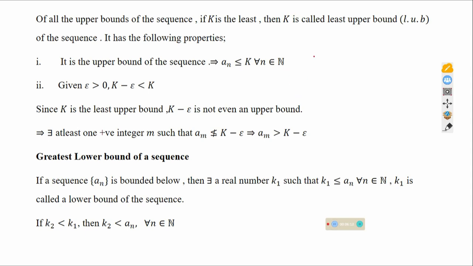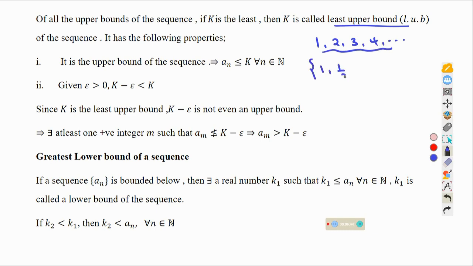Now, as we have seen that we have got infinitely many upper bounds, if we need to talk about the least upper bound, out of the upper bounds that we have seen, 1 is an upper bound, 2 is an upper bound, 3, 4, and so on. There are infinitely many of them. So which one is the least out of these? Remember, we are considering the sequence 1, 1 over 2, 1 over 3, and so on. So out of these upper bounds, which is the least upper bound? When you look at 1, 2, 3, 4, the least upper bound is actually 1.